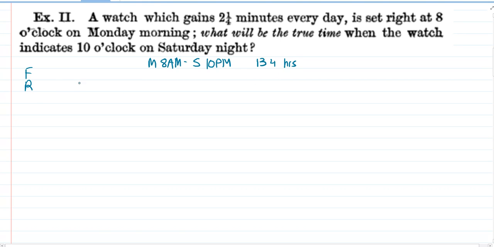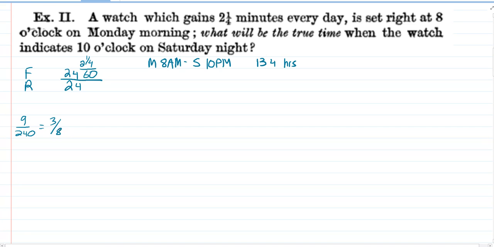Now, when the regular one goes 24 hours, the fast one goes 24 hours and then another 2 1/4 minutes. So in terms of an hour, it's 2 1/4 out of 60. Let's make that better. This is what's really going on. And so 2 1/4 out of 60 is 9 out of 240. Multiply both by 4, and then we get 3 out of 80.